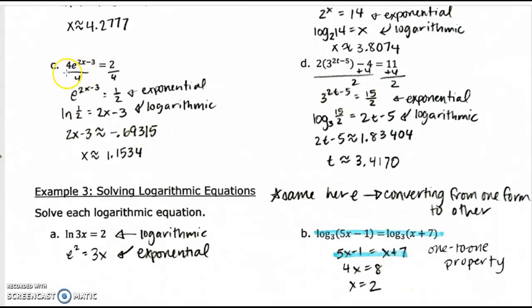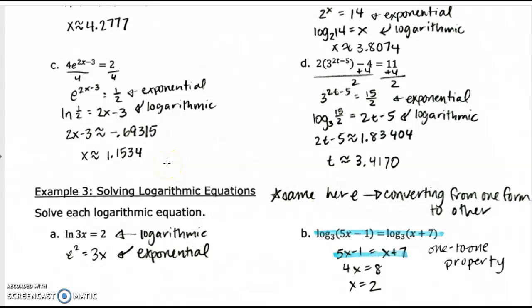Okay, again here, I just need to isolate my exponential. I divide by 4 on both sides, then I convert it into a logarithm, and then plug this into my calculator. So ln of 1/2 became this negative 0.69315, and then I added 3 to both sides and then divided by 2, so I solved for my x.